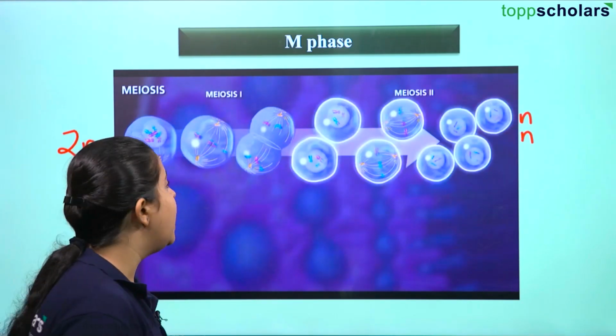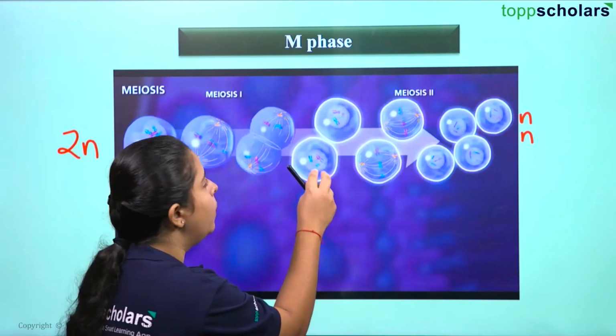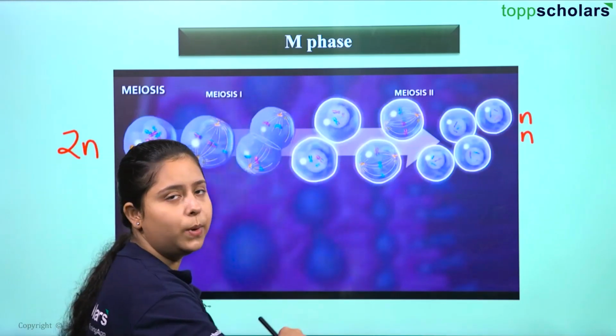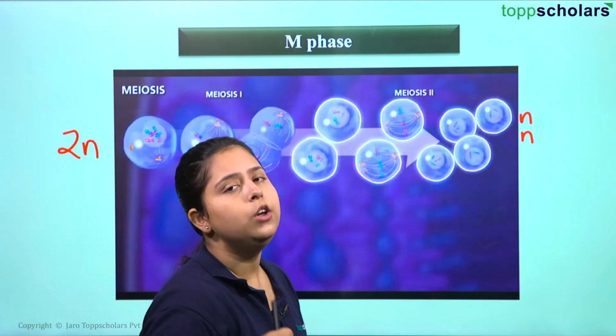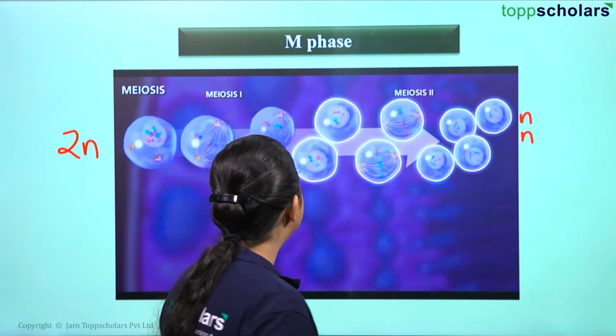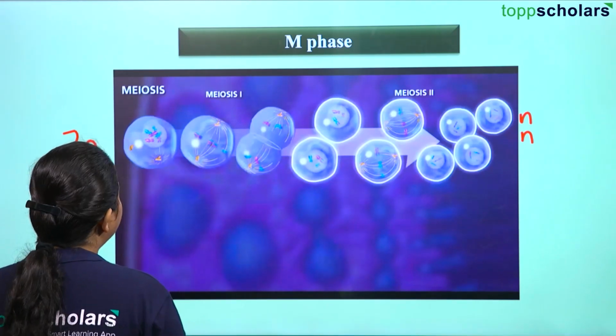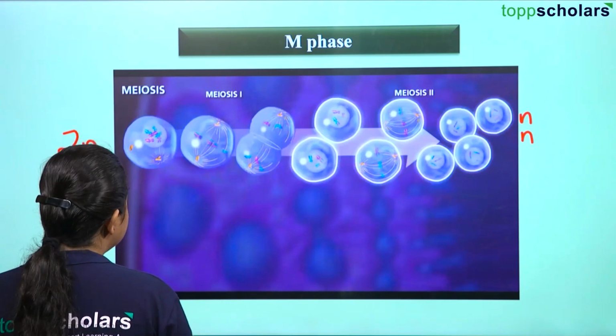In meiosis, we have two different phases. First is meiosis 1 and then we have meiosis 2. We will see all these in future upcoming videos. For here, let us now see mitosis.